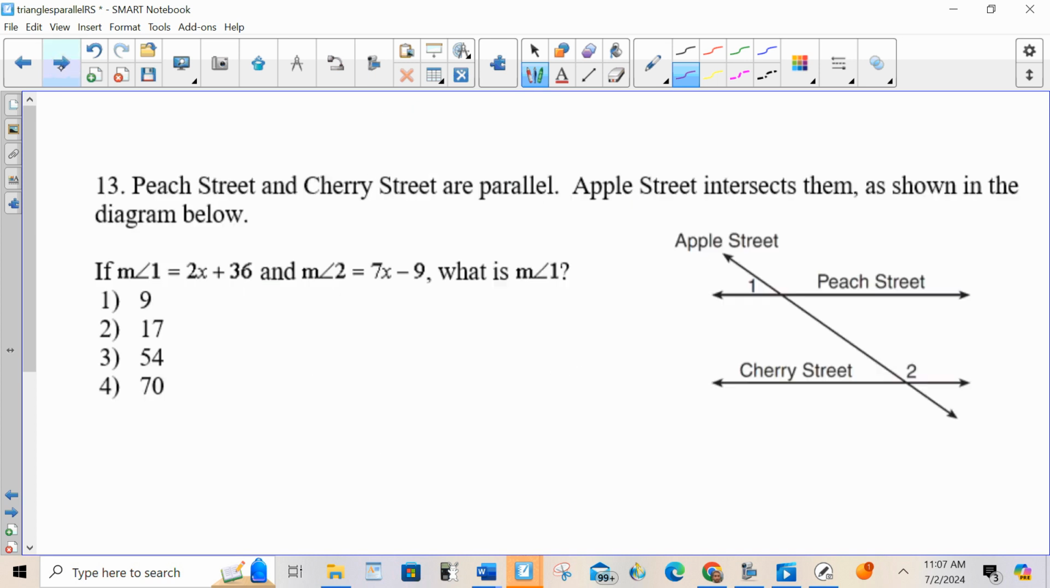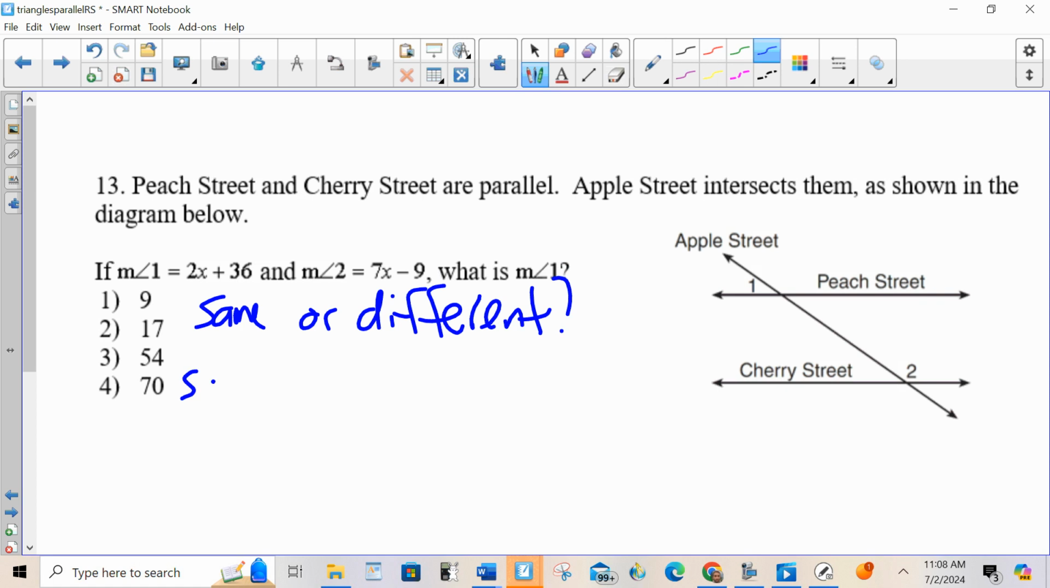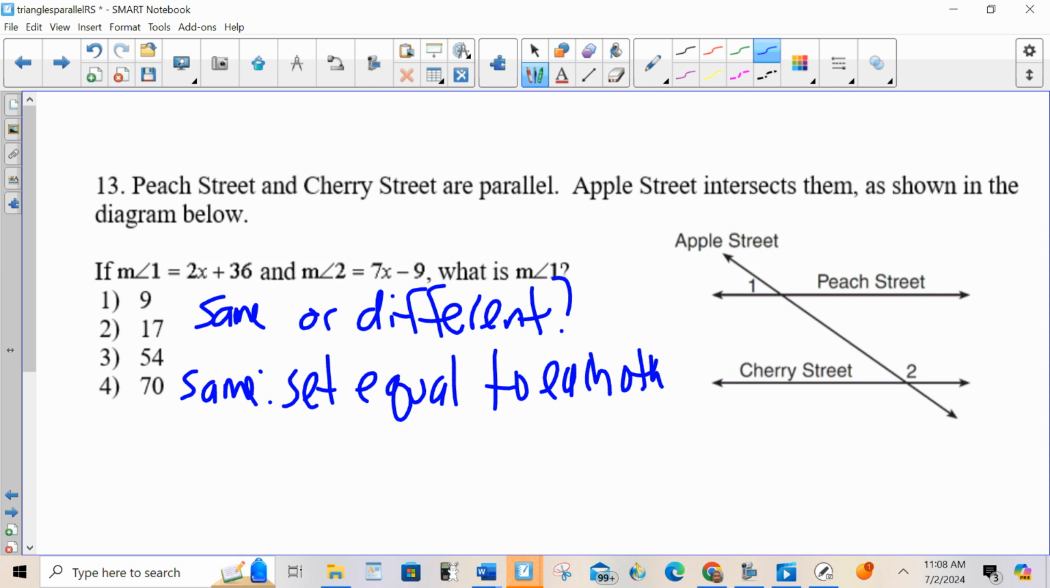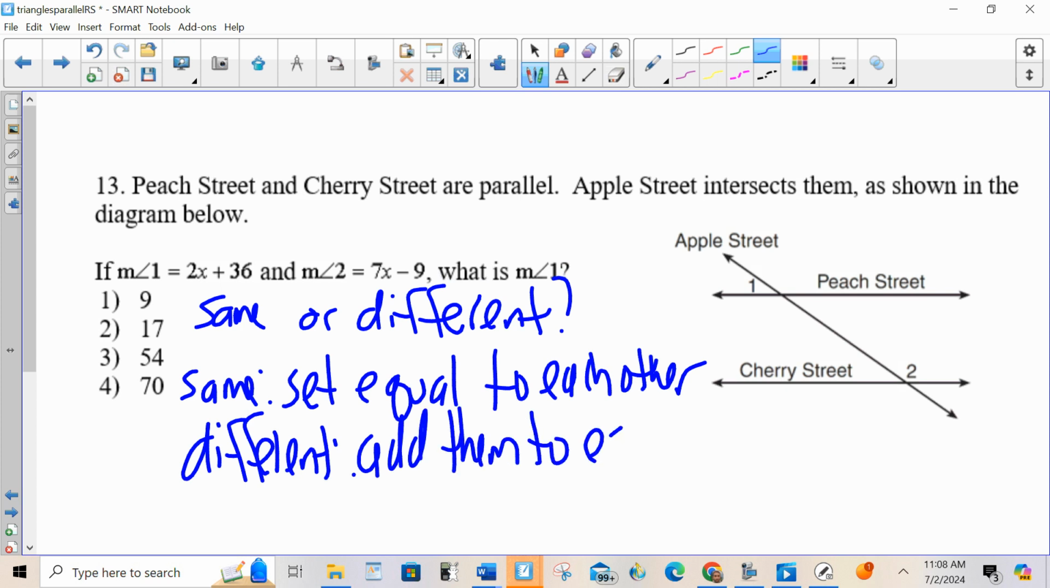All right. Which brings us to the same picture, but now we're incorporating algebra into it. So you need to ask yourself one question: same or different? If they're the same, we're going to set the expressions equal to each other. And if they're different, then they're going to add to equal 180.